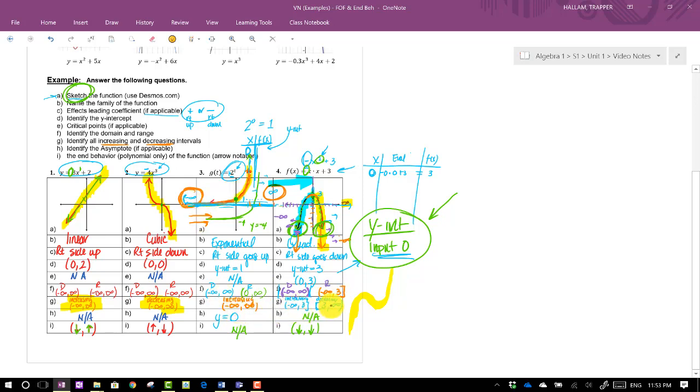But the intervals are the portions of the domain where it's increasing or decreasing. So you do it the same way, you just have to find those boundaries where it switches from increasing to decreasing. And not all functions have it. Sometimes they're all increasing or sometimes they're all decreasing.